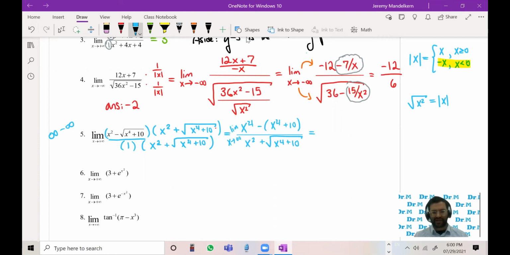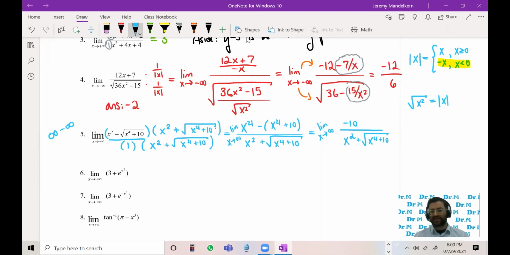So we patched it. We have the limit as x goes to infinity of just a minus 10 in the top. And in the bottom, there is an expression which clearly is going to infinity. Well, this limit, does it exist or not?